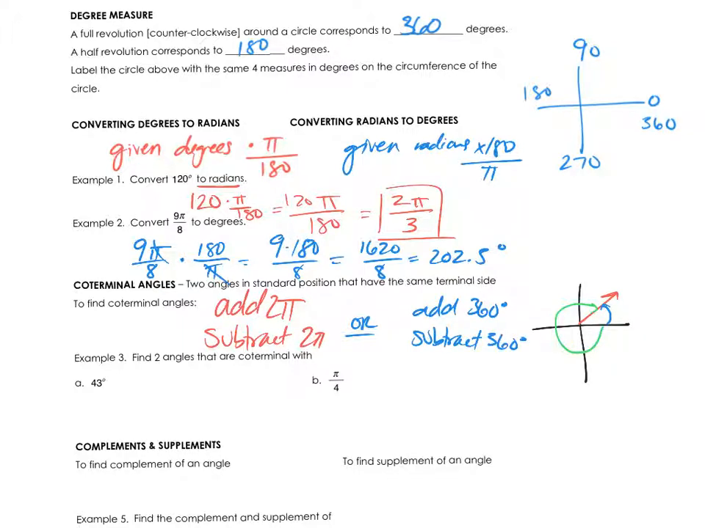So let's look at how to do this in example 3. So we're going to find two angles that are coterminal with 43 degrees. So in order to do that, we start with 43, and because this is in degrees, we are going to add 360, and we're also going to take 43 minus 360. If it only asked you for one, you could pick either one. In this case, we're going to do both. So 43 plus 360 is 403 degrees, and 43 minus 360 is negative 317 degrees.